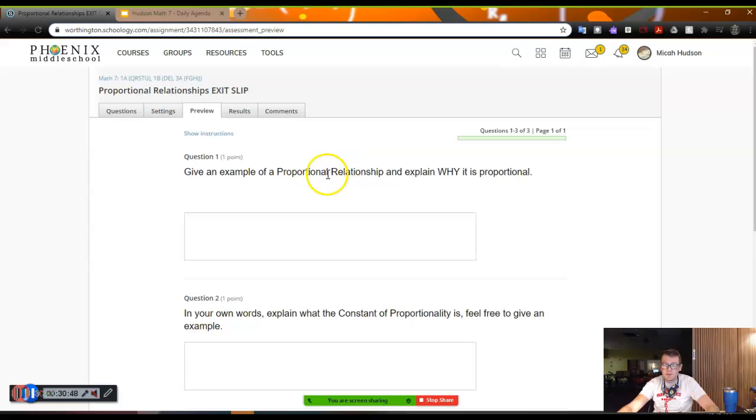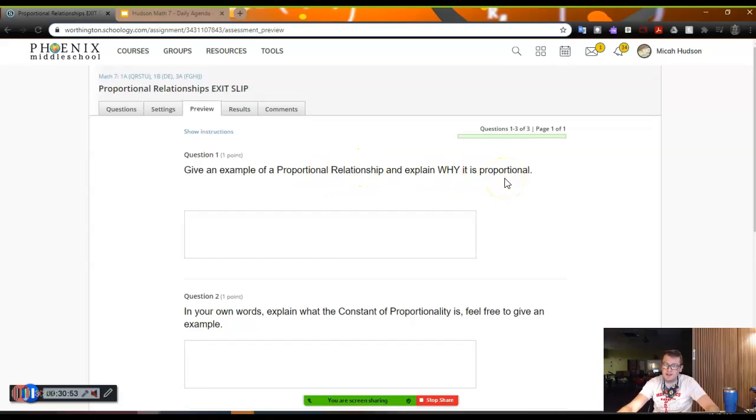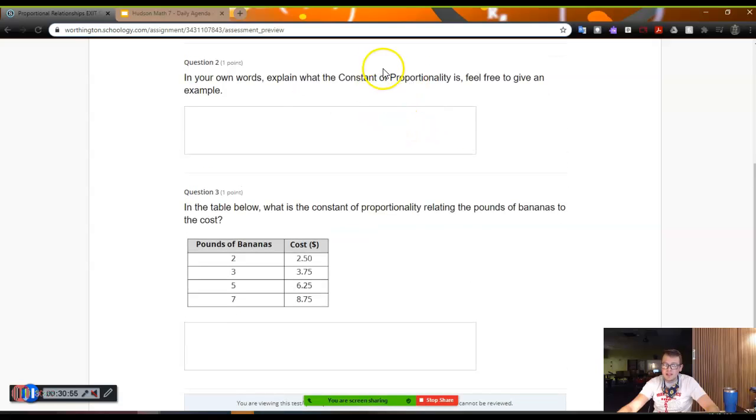Give an example of a proportional relationship and why it is proportional. In your own words, what is a constant of proportionality? Feel free to give an example if you want. And in this table below, what is your constant of proportionality relating cost to bananas? Pounds of bananas, right? Not per banana. That would be a lot. If it was per banana, that'd be expensive bananas.